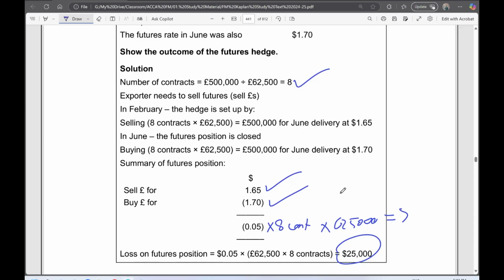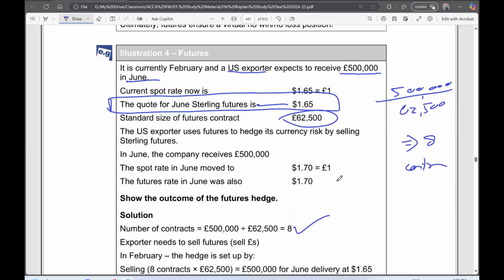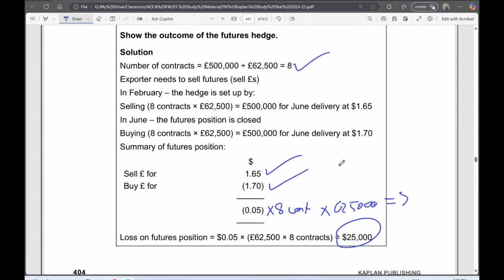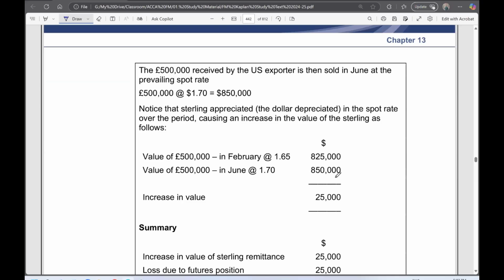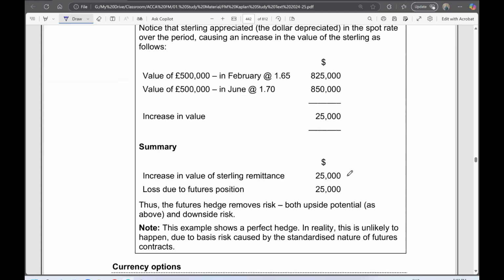Look, so your loss is 25,000, but see, what is the exchange rate on that day? 1.7. So you can sell the currency in the open market at 1.7. And how much benefit are you going to get? So your increase in the value will be exactly equal to the loss you made in the bet. Both will offset each other and you will be in the net position. So that means effectively you lock your rate.